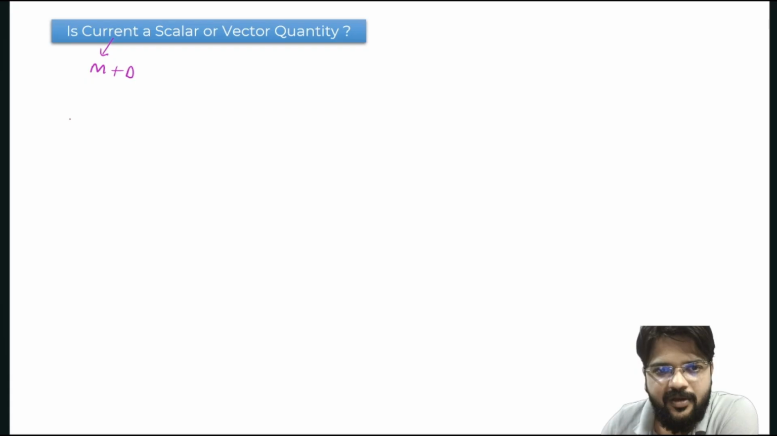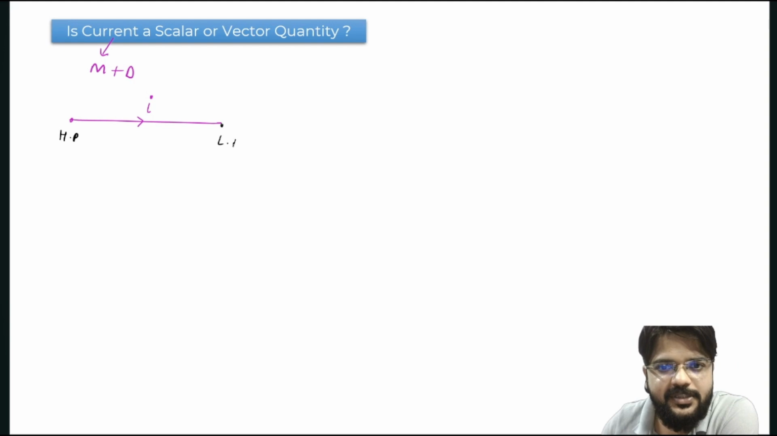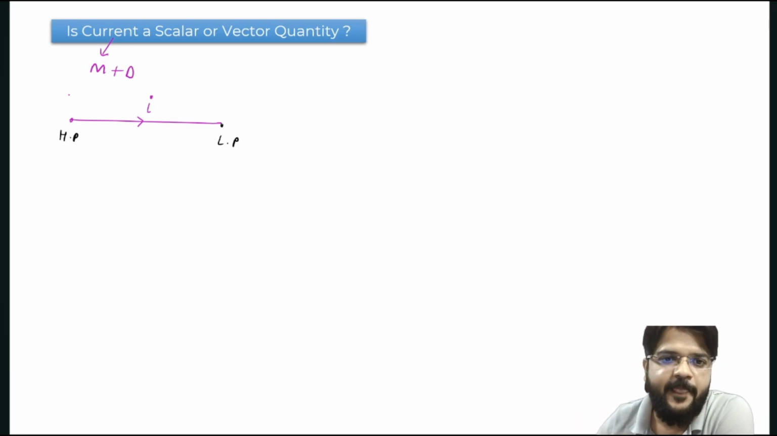This thing we know. Let's suppose we have one wire and from this wire current I is flowing. We know that current always flows from higher potential to lower potential. This thing we know, correct? It means current has some specific direction because it is always flowing from higher to lower potential. That's why current has some specific direction. All right. And current has magnitude also.